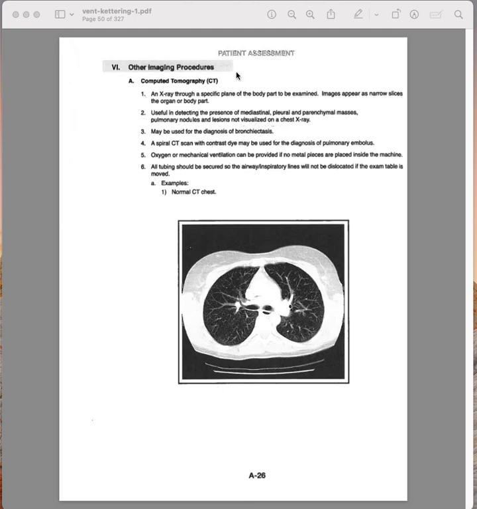A26, patient assessment, other imaging procedures. Computed tomography. I'm going to make this a completely separate video. So we are done with the radiograph, and I'm going to read this section in my next video.